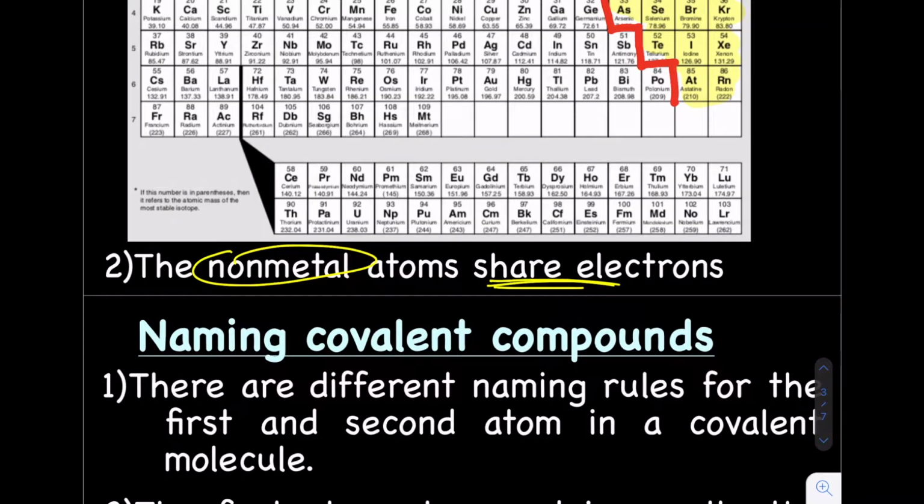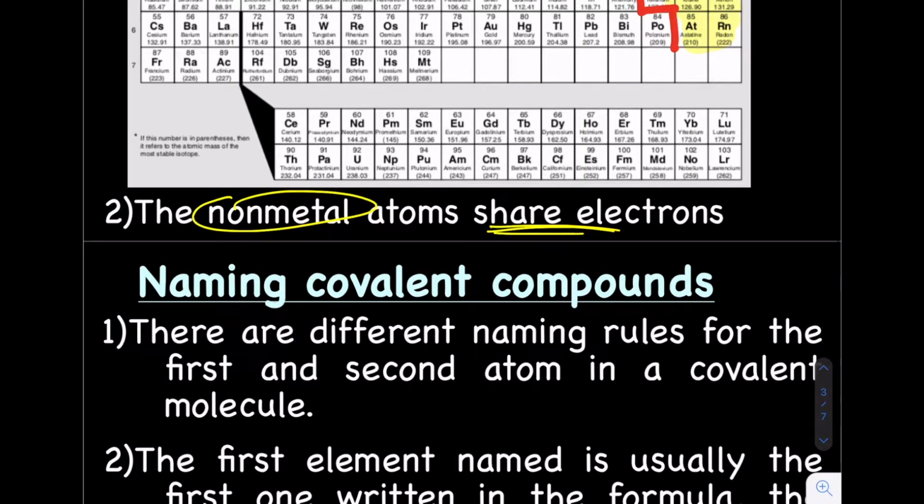So naming covalent compounds. If you remember, the learning objective is: what are the rules for naming and writing formulas for covalent compounds? Well, there are different rules for naming the first and second atom in a covalent compound. So there are different naming rules depending on if it's the first name or the last name, but please don't stress too much. It's not that big of a deal.